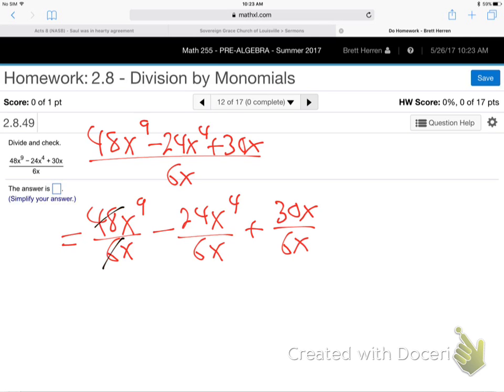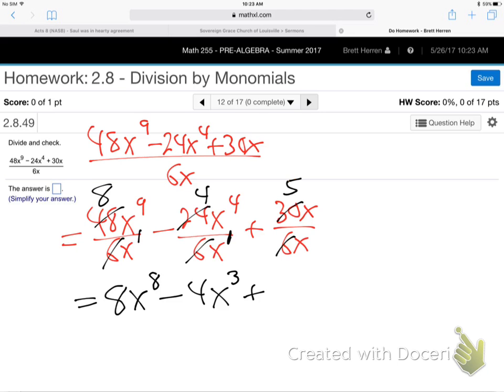So 6 goes into 48, 8 times. Subtract the powers, 9 minus 1 is 8. Good so far. Divide the numbers, subtract the powers. Next one, 6 goes into 24, 4 times. Subtract the powers. 4 minus what? Invisible 1 is 3. Good. Plus 6 goes into 30, 5 times. The x's just cancel away, huh? There we go.